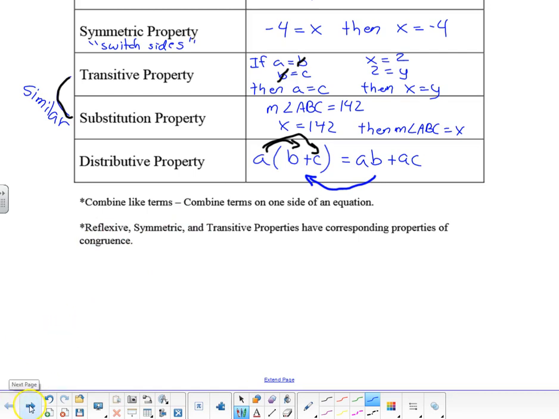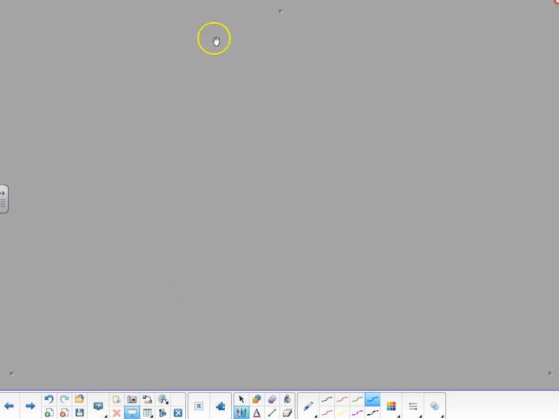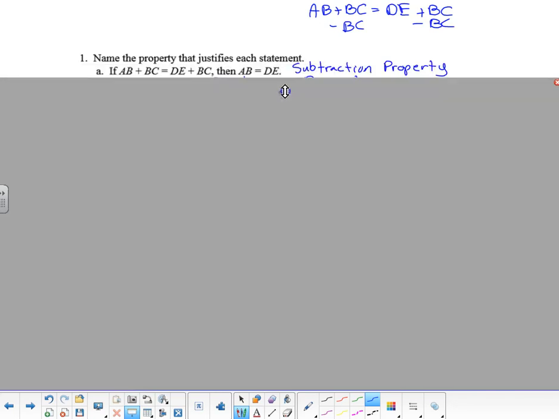Okay, so let's do the back of this page here. Let me pull up a little screen so I don't overwhelm you with all this writing. Name the property that justifies each statement. All right, let's walk through this. If AB plus BC equals DE plus BC, then AB equals DE.